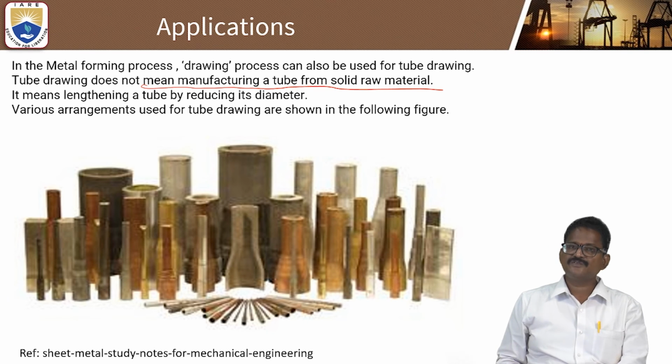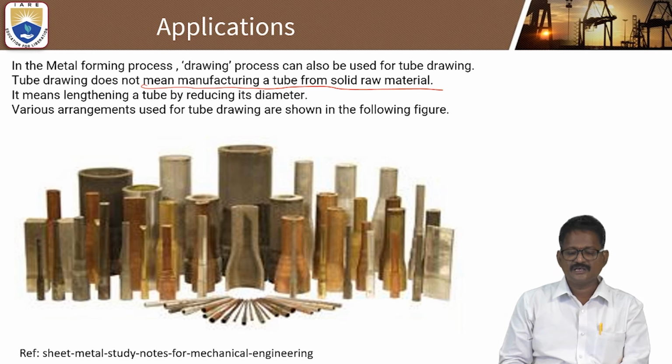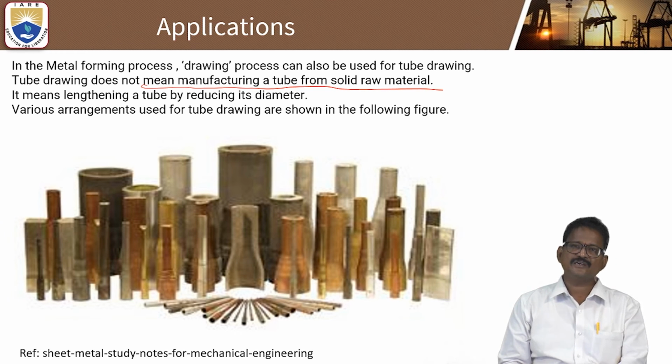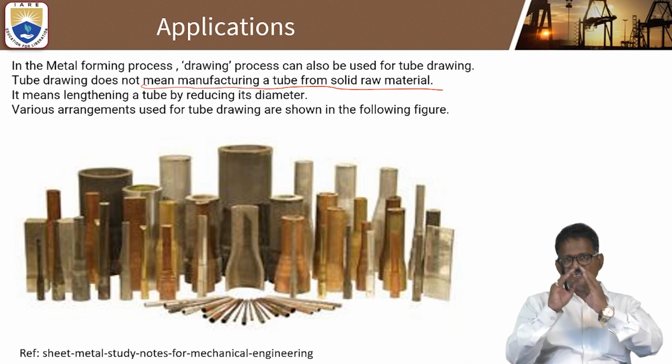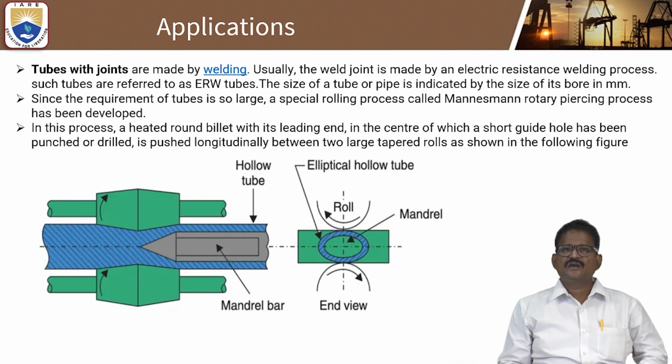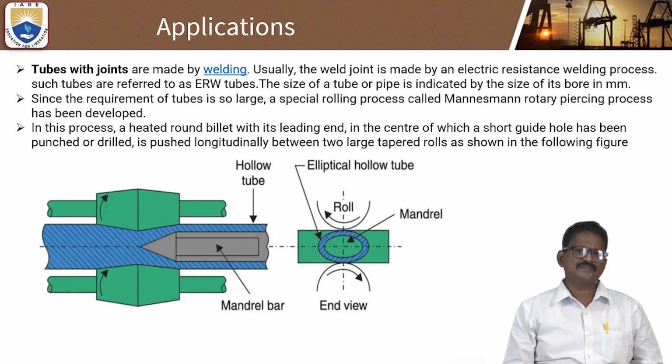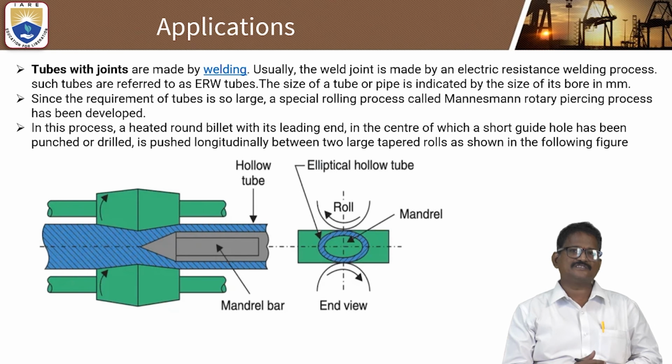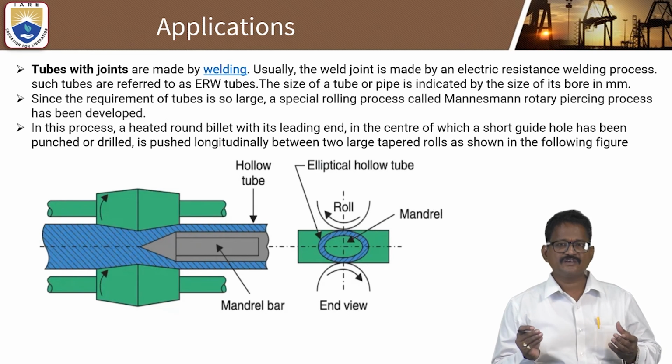So this is why this comes under the initial industrial applications for the tube drawing, where you are able to convert solid raw material into a reduced diameter part.